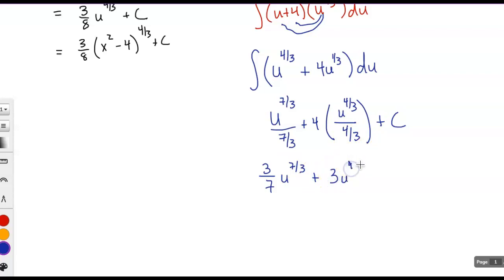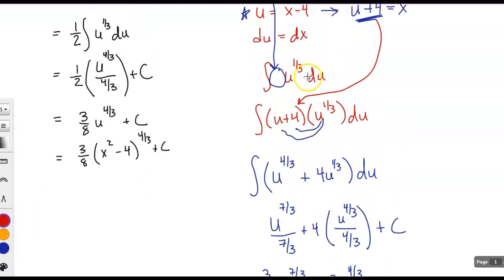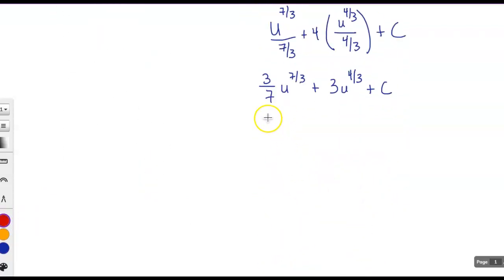U to the 4/3. It always does that on 4s, and it did it again. Plus c. And then I'm going to back substitute. So if I go back up here, u is x minus 4. So this would be 3/7 times (x minus 4) to the 7/3 plus 3 times (x minus 4) to the 4/3 plus c. Okay, so that's like a little trick that you really have to know. Okay, you really have to know how to do that.